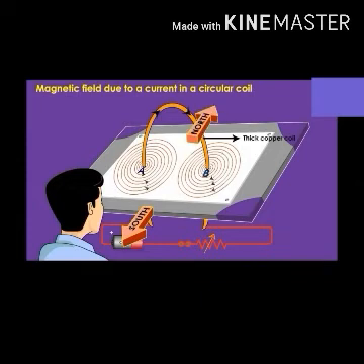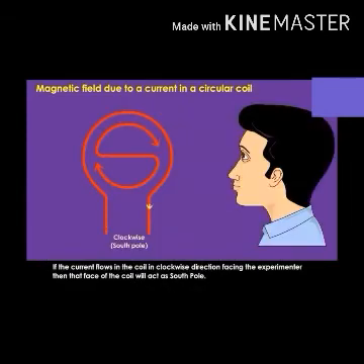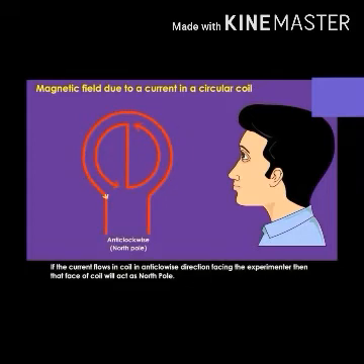Now, relate the above observation to the flow of current in the coil, and then we can say that if the current flows in the coil in clockwise direction facing the experimenter, then that face of the coil will act as south pole, and if the current flows in the coil in the anti-clockwise direction facing the experimenter, then that face of the coil will act as north pole.